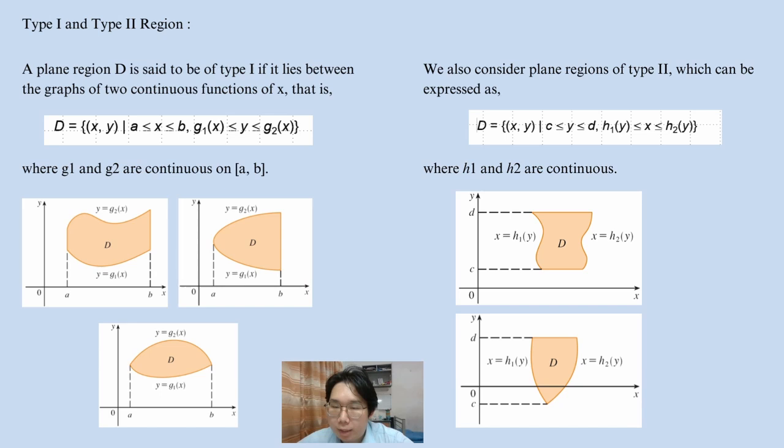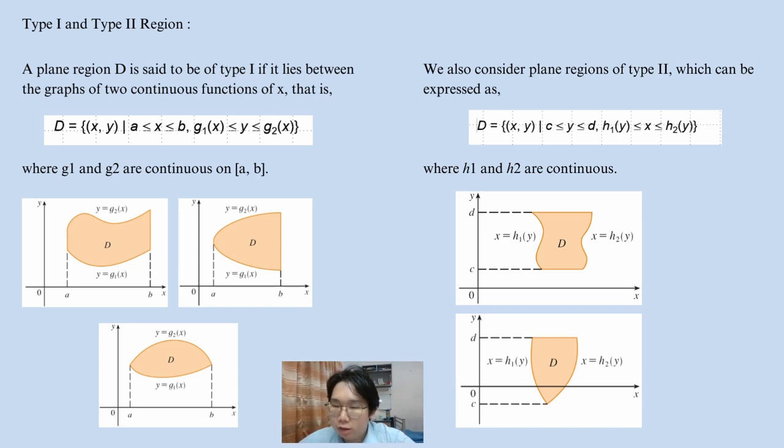Okay, now let's come to type 1 and type 2 regions. First of all, a plane region D is said to be of type 1 if it lies between the graphs of two continuous functions of x. That means D equals {(x,y) | a ≤ x ≤ b, g1(x) ≤ y ≤ g2(x)}, where g1 and g2 are continuous on [a,b]. So you can see there is an example of a type 1 region.